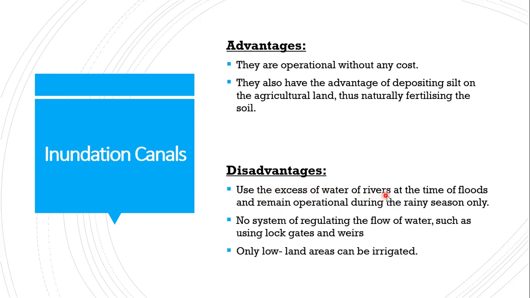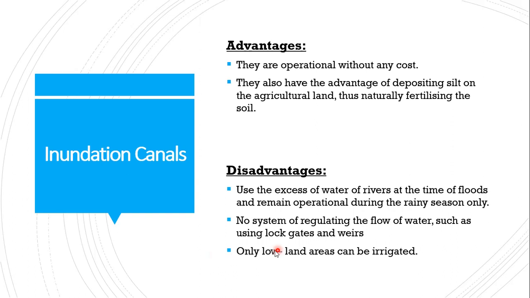Disadvantages: they use the excess water of rivers at the time of floods and remain operational only during rainy season. So in other seasons we can't expect this water to come out or pour out, or to deposit silt and other things. There is no system of regulating the flow of water such as lock gates and wells. So we don't determine the path of the water. The water itself determines its path because wherever it overflows, it follows its own pathway. So maybe for that pathway we don't need water, but the water is overflowing.